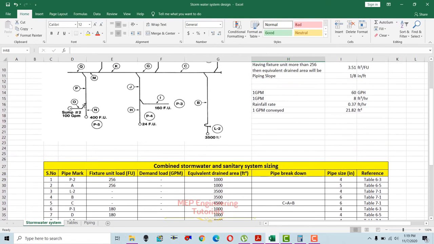So again, this is the horizontal runout here. For the drainage system, there is no stormwater pipe in here, so we can use Table 6-5 to do the sizing for section P.